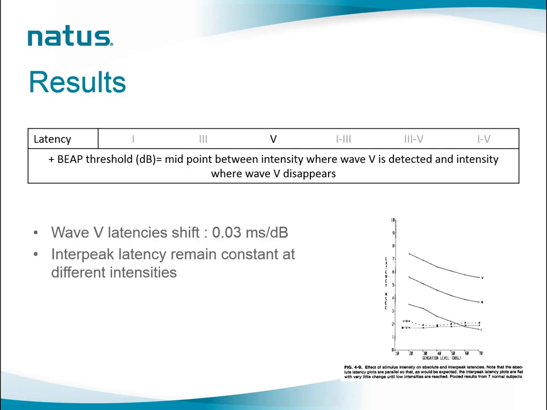For your information, when the stimulus decreases, the latencies of your waves will shift. So for example, for wave 5, it will shift roughly 0.03 milliseconds per decibel. However, the interpeak latency will remain constant at different intensities. As you can see on the right side of the screen, there is a graph that has been done out of 7 patients that were normal. The thick lines are the latencies at different stimulus intensity, and the dotted lines are the interpeak latencies. And as we can see, the latencies of peaks 1, 3, 5 really go down, whereas the interpeak latencies remain constant.